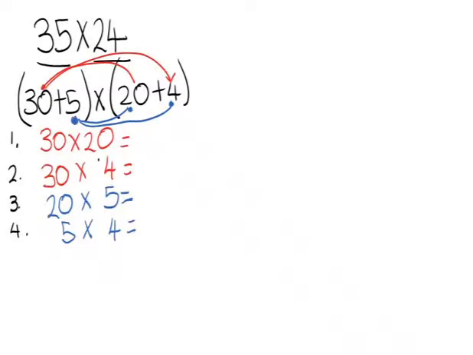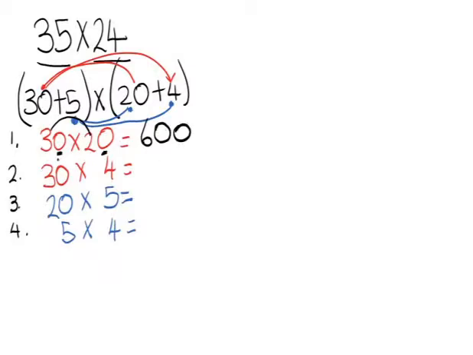30 times 20. Boys and girls, if you have numbers ending with zeros and you are multiplying numbers ending with zeros, it's quite simple to work with these numbers. Let me show you a trick. All you need to know is 3 times 2. 3 times 2 is 6. If you have a 0 in the sum, and in this case we have 2 zeros in the sum, all we do is add the 2 zeros in the answer.